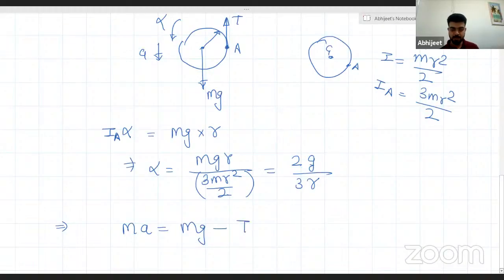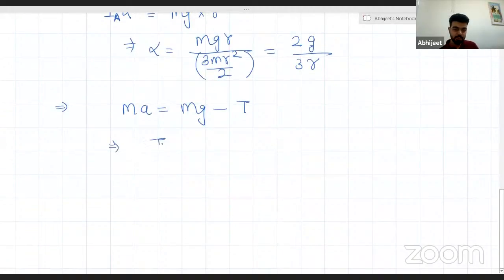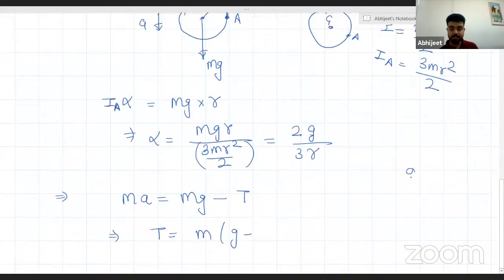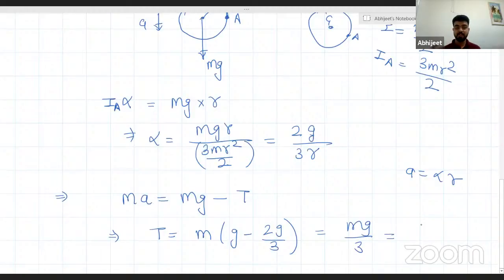And from here we can find out our T. Okay, so what is T? T is nothing but m into (g minus a), and a is equal to alpha into r. So alpha into r is 2g by 3. That will give you mg by 3. So actually the tension is nothing but 1/3 of the weight.